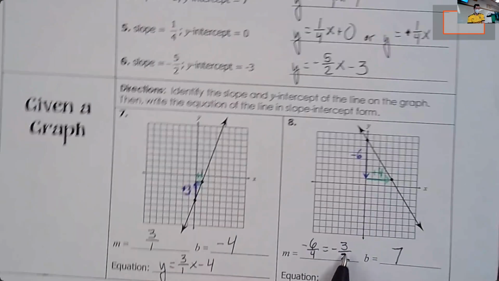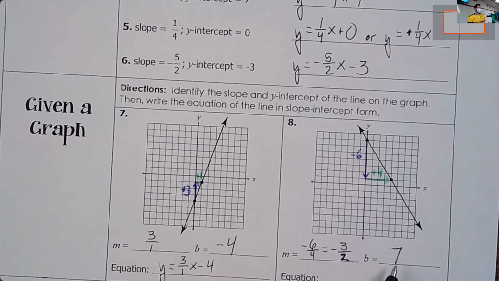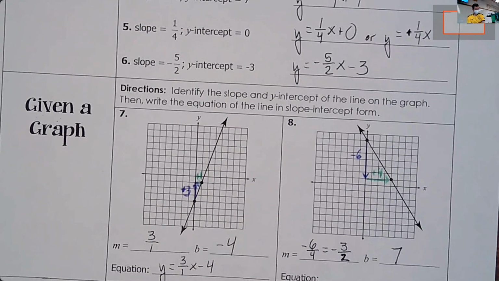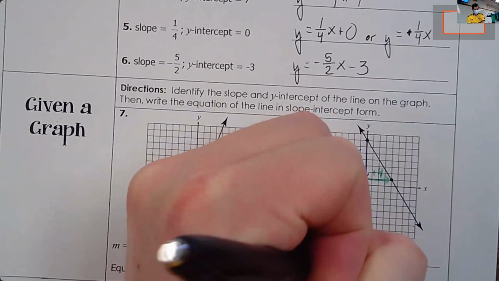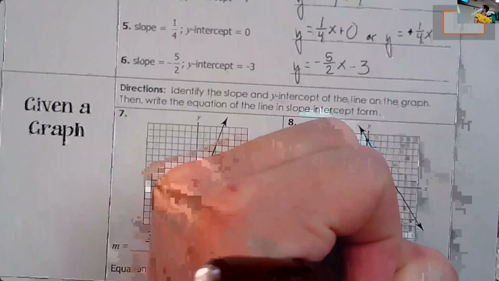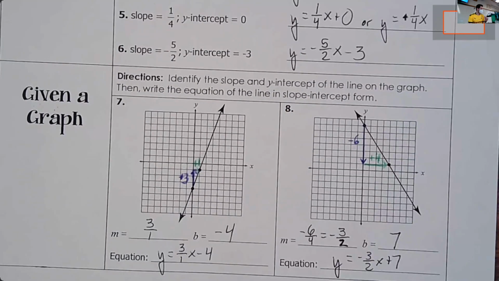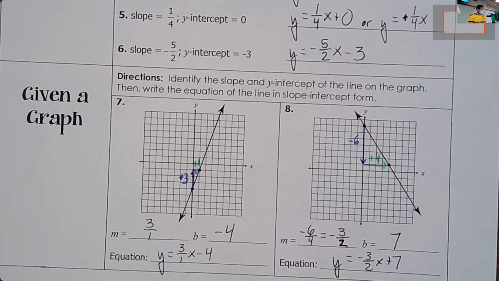We're going to use this number here, 7, as our y-intercept. So somebody tell me, what is our equation for this line? Creighton? Yeah, that's it. Y equals negative 3 over 2x plus 7. Awesome. So we've got 8 more to go through.